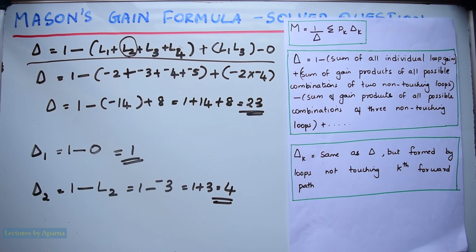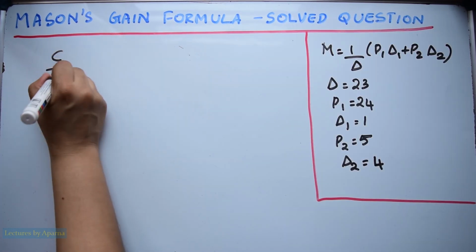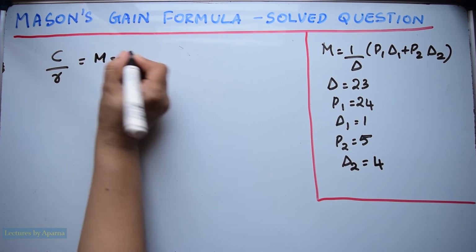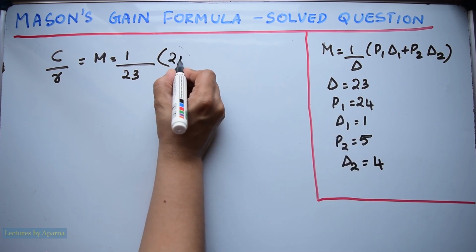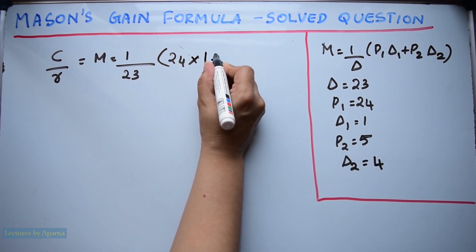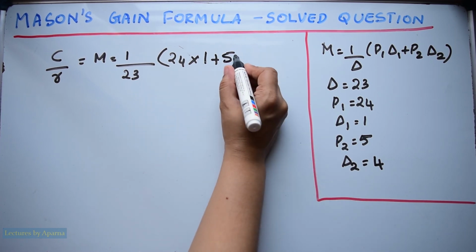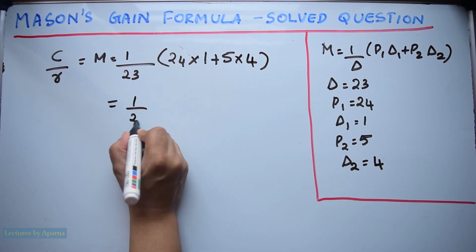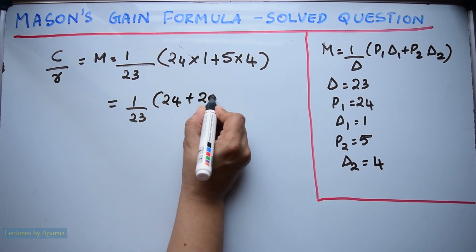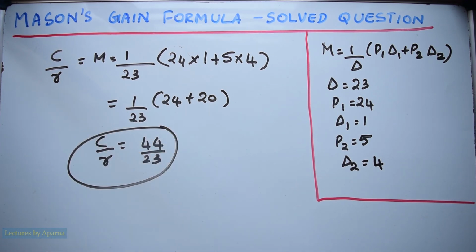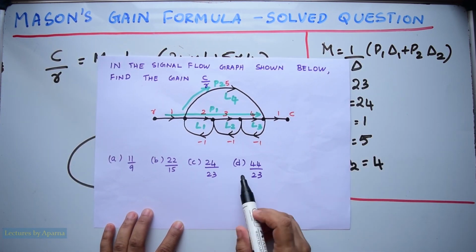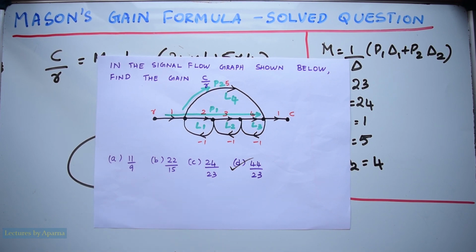Now we can find the overall gain C by R. Therefore, C by R is equal to M is equal to 1 by delta, which is 23, into P1 which is 24 into delta 1 which is 1, plus P2 which is 5 into delta 2 which is 4. This will be equal to 1 by 23 into 24 plus 20, that is equal to 44 by 23. So the value of C by R or overall gain is 44 by 23. So the answer is option D. So this is how you do this question. This is the overall gain of the signal flow graph.